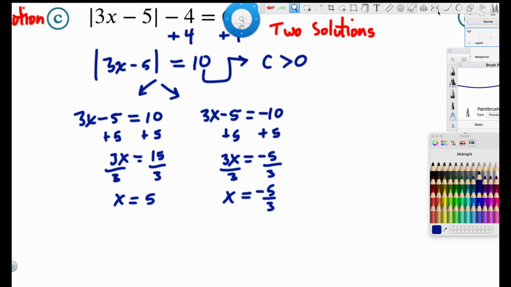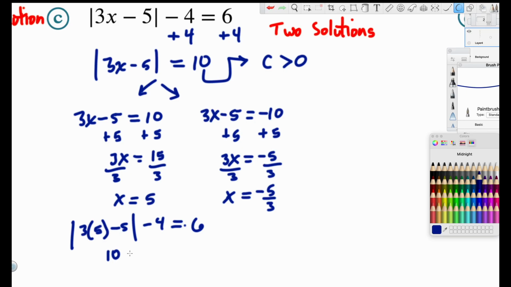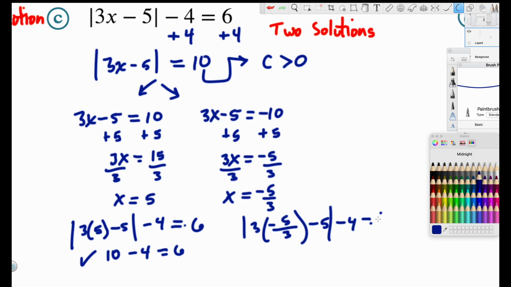So let's check this just to prove it. So the absolute value of 3 times 5 minus 5, put an absolute value there, then minus 4 equals 6. So 3 times 5 is 15, minus 5 is 10, absolute value of 10 is 10, minus 4 is 6. Okay, that worked. And then I've got absolute value of 3 times -5/3 minus 5 minus 4 equals 6. Okay, I'm just substituting in the -5/3 here.